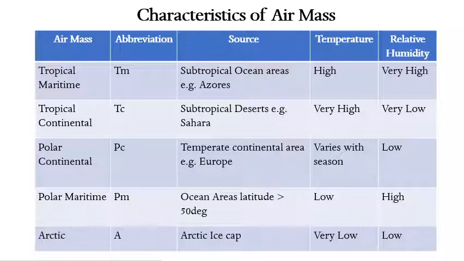In the tropical continental or TC, we have the Sahara deserts or the subtropical deserts, which have a very high temperature, of course, being a desert, but low relative humidity or very low relative humidity. Next is the polar continental. So, ang source region niya is the Europe or some temperate continental area. And the temperature here varies with the season.